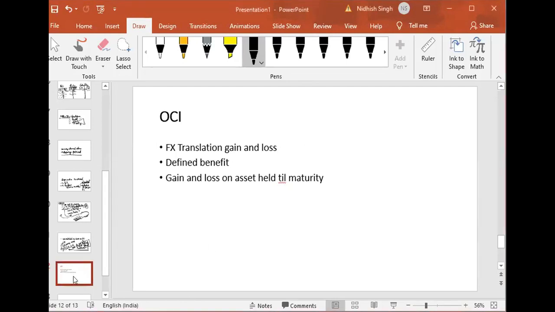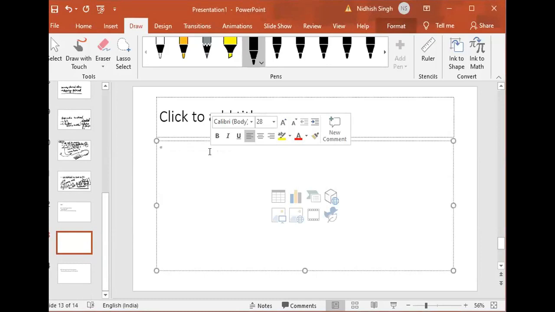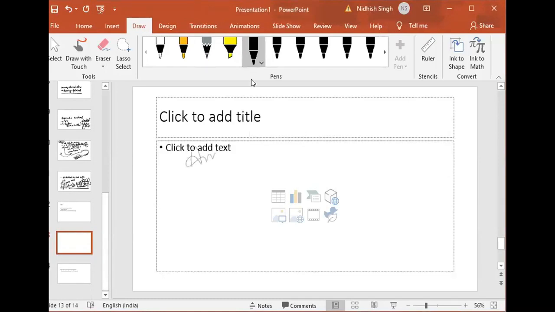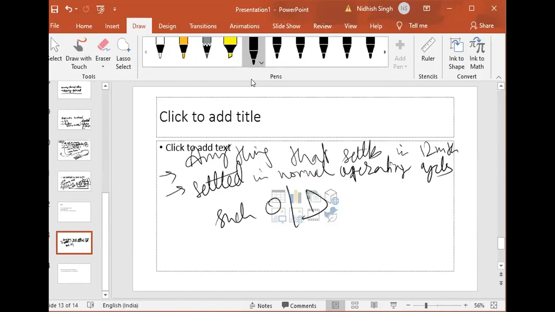Current liability, how do we disclose items in current liabilities? Any idea? Anything that settles in 12 months will go into current liability, or if it is going to be settled within the normal operating cycle, such as a bank overdraft.